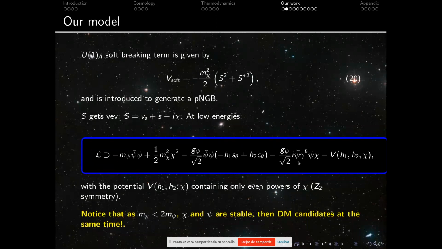And you have an interaction here between a pseudo-scalar current for your fermion and your pseudo-scalar, plus a potential, which has too many terms, but one of the interesting things here is that you don't find any term with odd powers of your chi field, and it means that when you have this hierarchy between the two new degrees of freedom, both particles become stable at tree and radiative level, so both can be dark matter candidates at the same time. Both are massive, electrically neutral, and they connect to the standard model via these two Higgses.